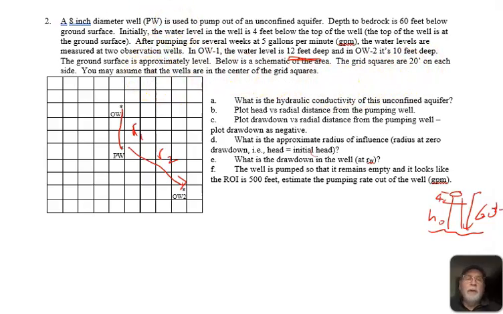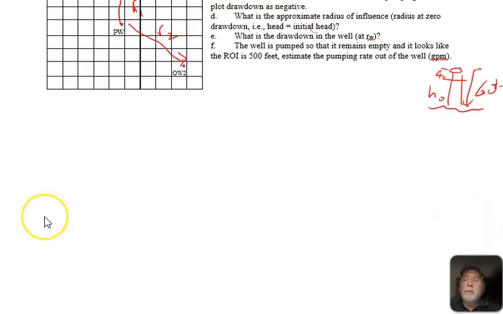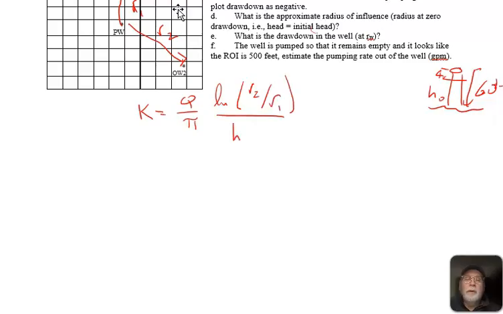So just use the equilibrium well equation. Yeah, I'm looking over my notes here. I have it written down. You should have this in your notes. You can solve that for hydraulic conductivity: Q over pi, times the log of R2 over R1, over H2 squared minus H1 squared. That should give you the hydraulic conductivity.